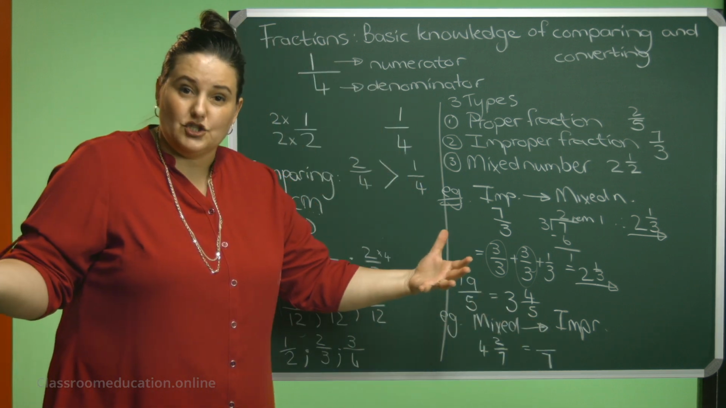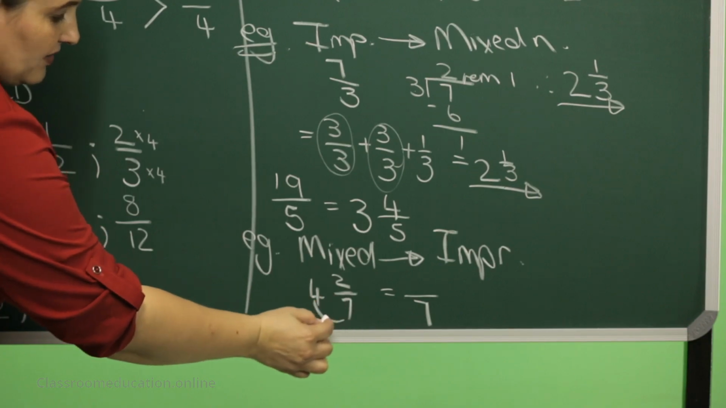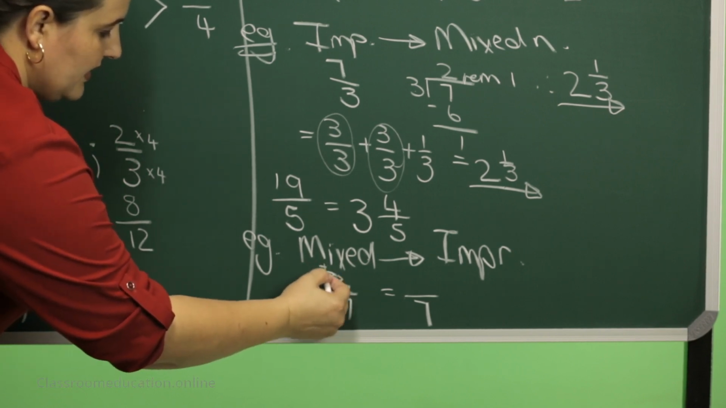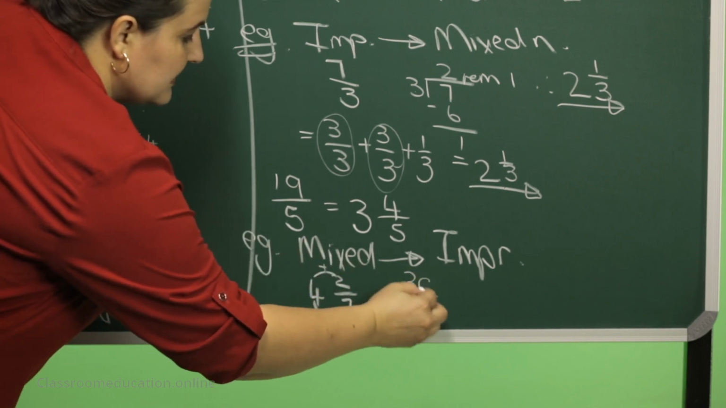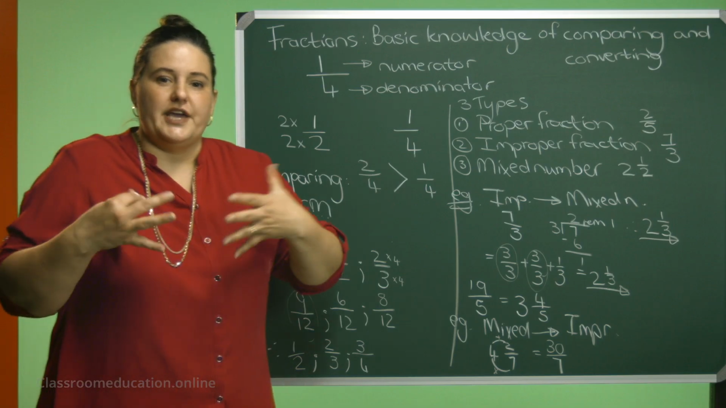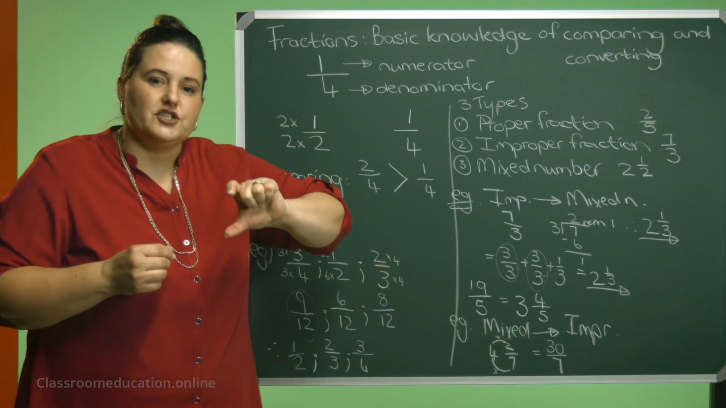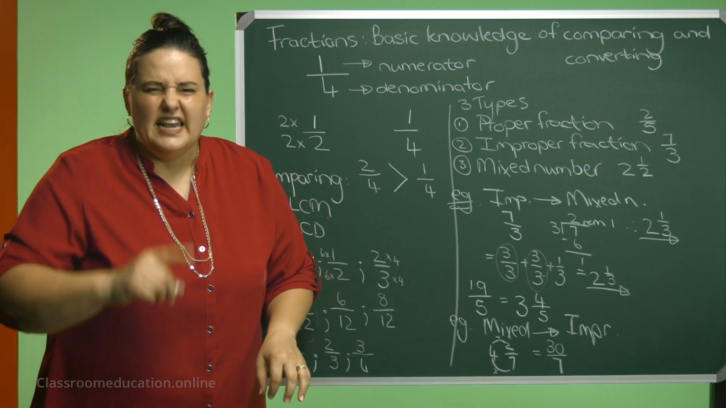How many sevenths do I have? And this is where I say 4 times 7, that's 28. So I multiply this. Plus the remaining 2 at the top there will give me 30 sevenths. And you can check yourself. If you take the 30 sevenths and you change that now again to a mixed number, you need to get to the same answer. Let's do a last one.